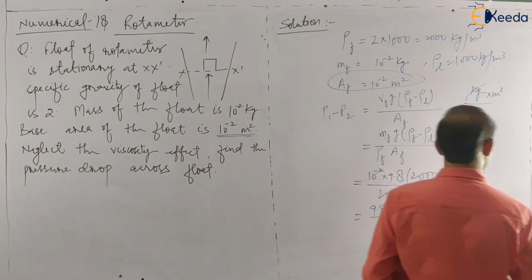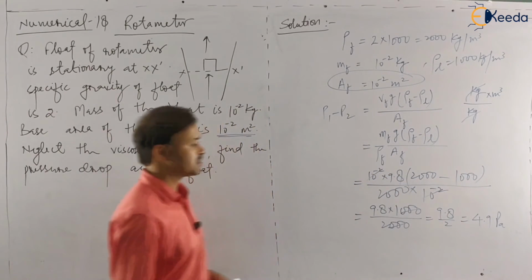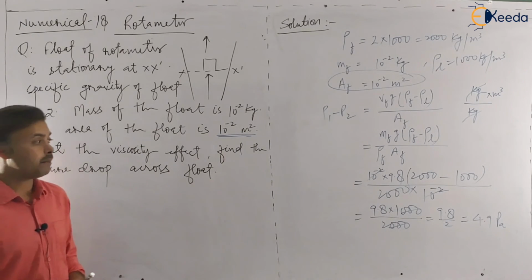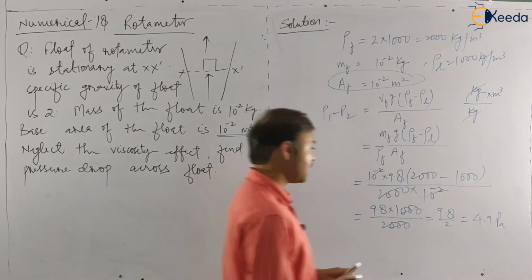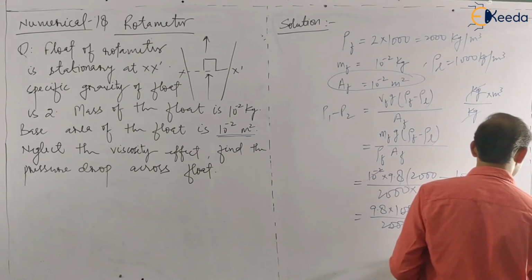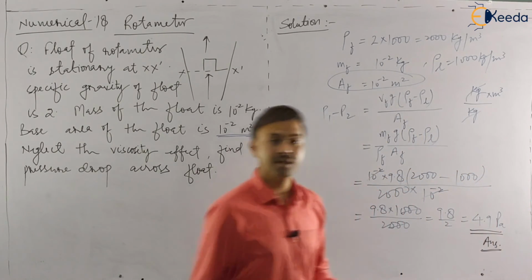Pascal. 4.9 Pascal, because it is a pressure difference. So 4.9 Pascal is your answer. Please verify your answer. That is 4.9.